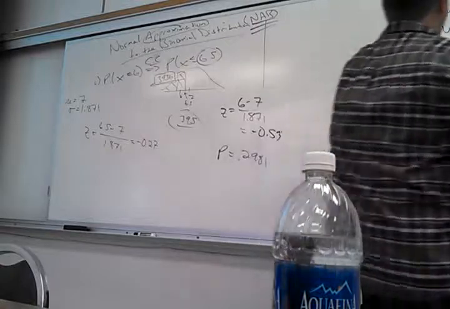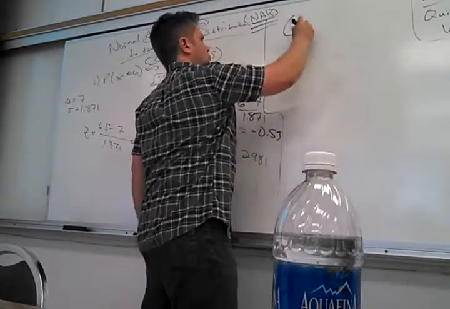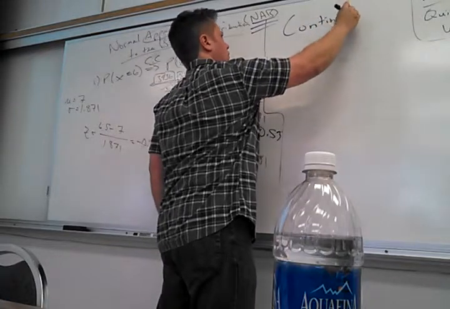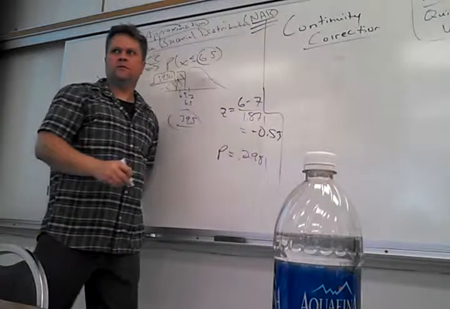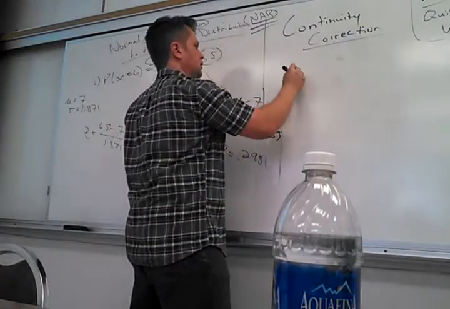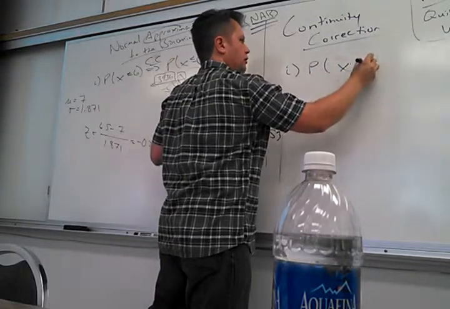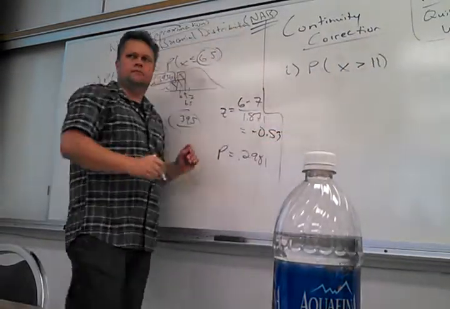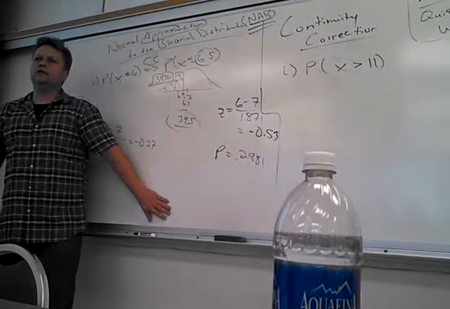So real quick, I want to focus on the part that gives people the most trouble, which is the continuity correction itself. Let me do a couple with you, and then I'll give you a few to try on your own. So my question was, x greater than 11. How would I apply that continuity correction?